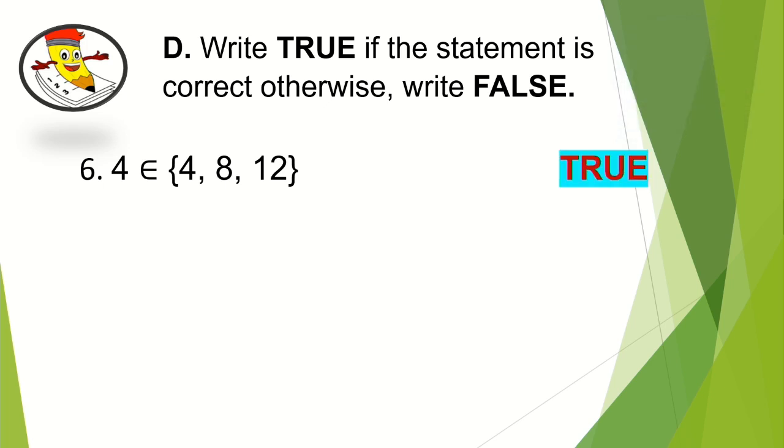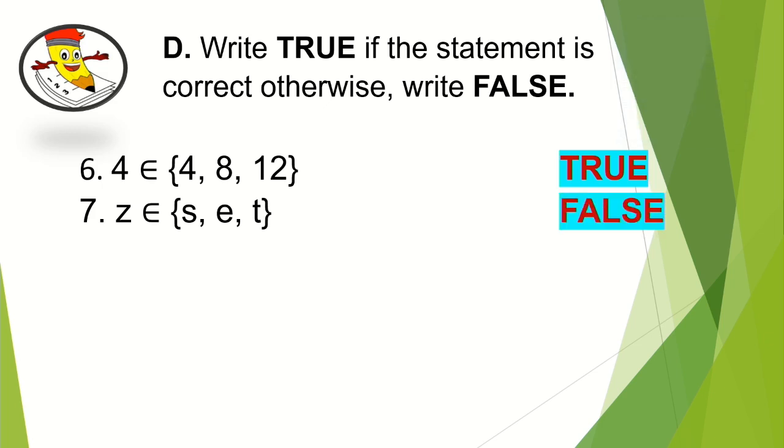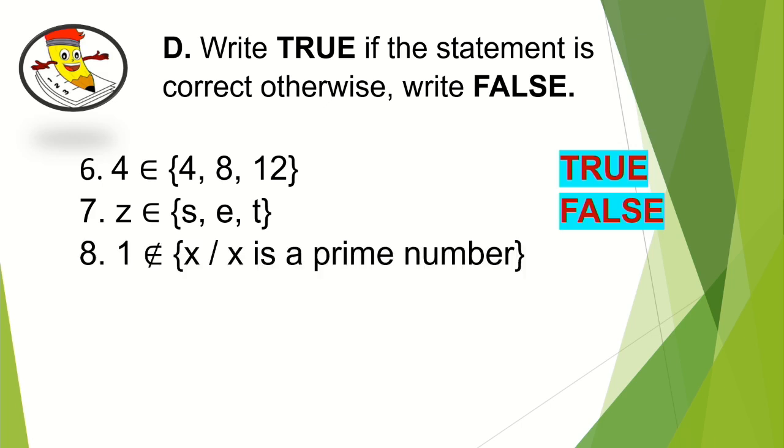Answer. True. Number 7. Z is an element of the set that contains the elements S, E, and T. Answer. False. Number 8. 1 is not an element of the set that contains the element X, such that X is a prime number.